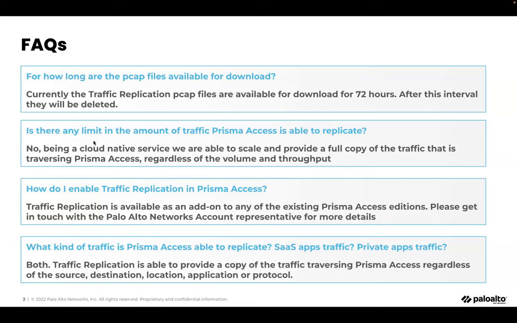Second question: is there any limit in the amount of traffic that we are able to replicate? Of course, in Prisma Access, we have very, very large customers, where especially certain locations deal with a huge amount of traffic and bandwidth. So it's a fair question. Even in these extreme cases, are you able to replicate all traffic? The answer is yes. There is no limit into how much traffic we are able to replicate.